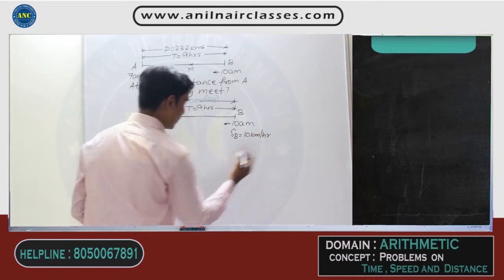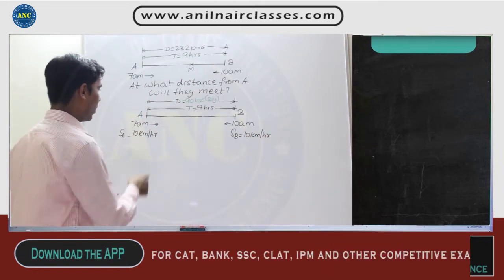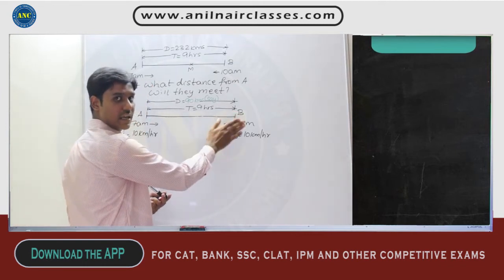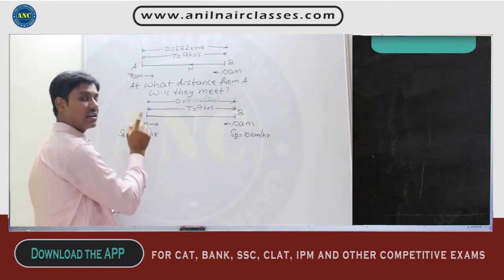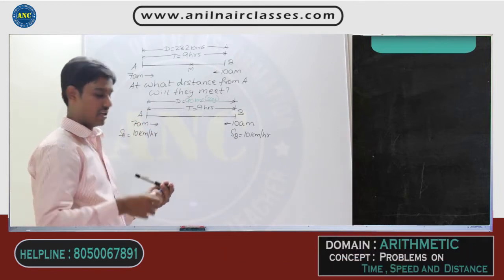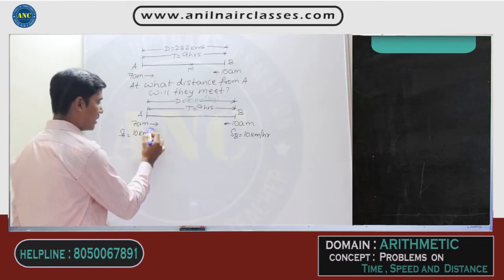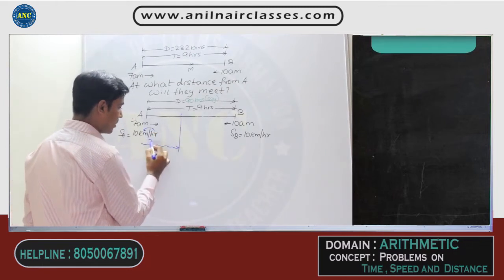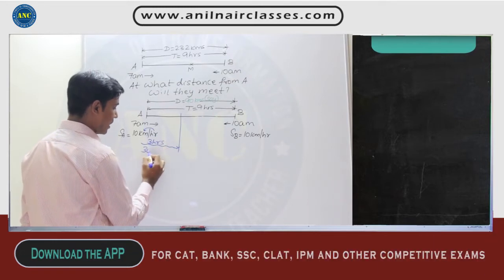Now if I continue further, this train will start at 7 o'clock. This will start at 10 o'clock. That means till 10 o'clock, only this train is traveling alone, right? How many hours will it travel alone? For 3 hours. In 1 hour, it will cover 10 kilometers. It will travel for 3 hours and it will cover 30 kilometers.